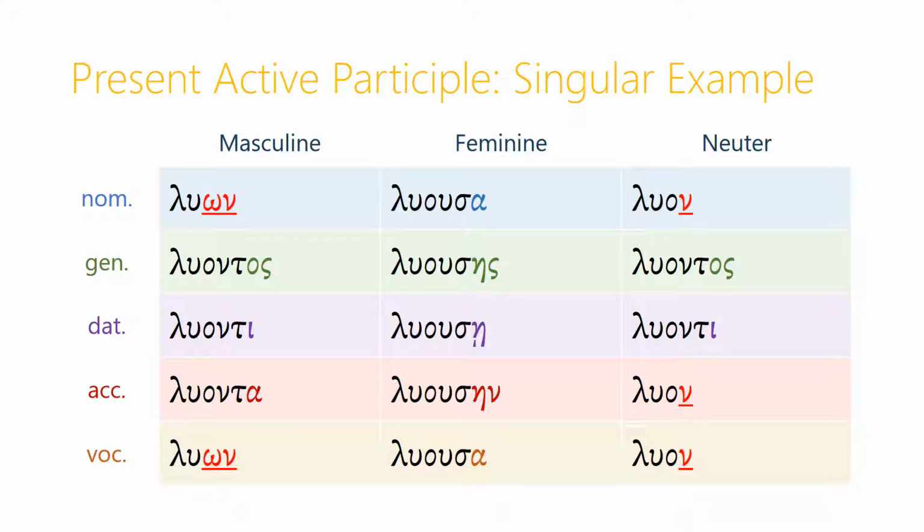In the feminine, we have that lousa form with the stem and the connecting vowel and the voice indicator all together, lous, and then we add first declension feminine endings, lousa, but then since the last letter there is a sigma, we're going to flip back to eta, and the rest of the endings are lousés in the genitive, lousé in the dative, lousan in the accusative, and lousa in the vocative, because the vocative is the same as the nominative.